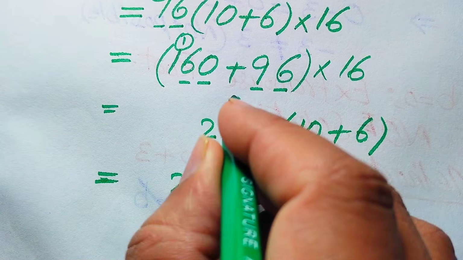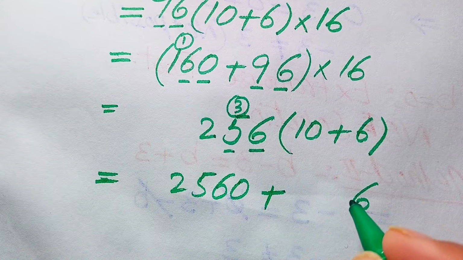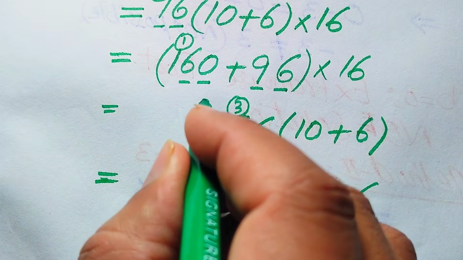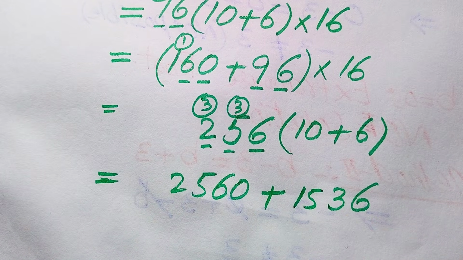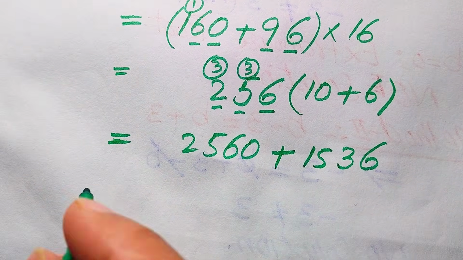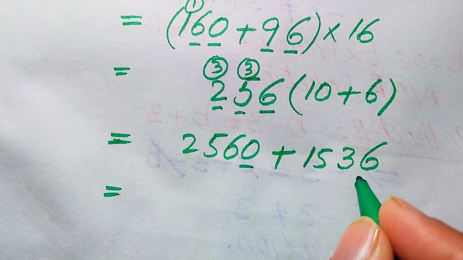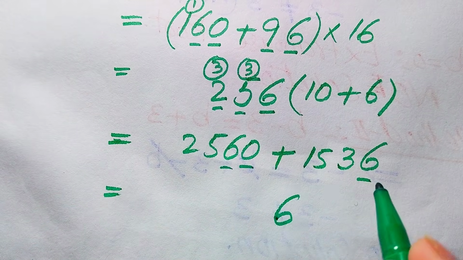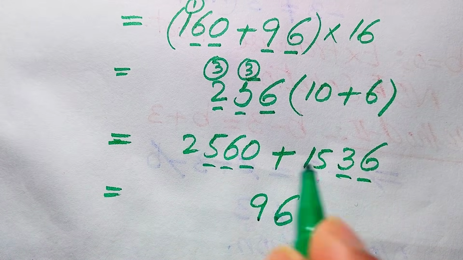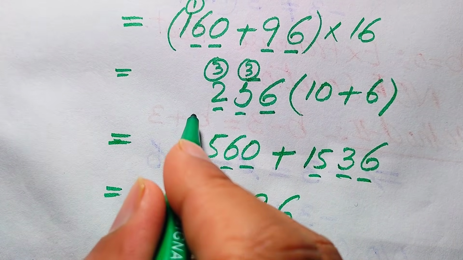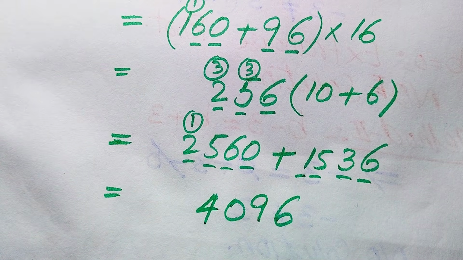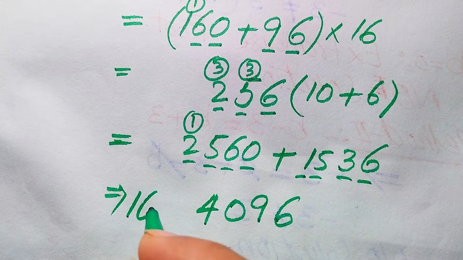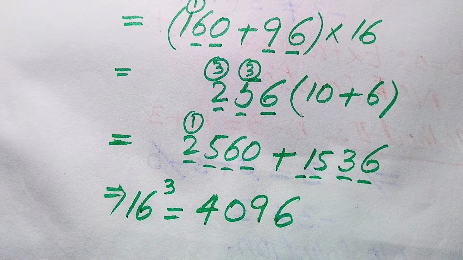In the next step, we multiply 6 with this value and we obtain 6 sixes are 36. We write 6 and carry 3. 6 fives are 30, 30 plus 3 becomes 33. We write 3 and carry 3. 6 twos are 12, 12 plus 3 becomes 15. In the next step, we sum up both of these two values and we get 0 plus 6 becomes 6, 6 plus 3 becomes 9, 5 plus 5 becomes 10. We write 0 and carry 1. 2 plus 1 is 3 and 3 plus 1 becomes 4. So we obtain 4096. This is the value of 16 cubed.